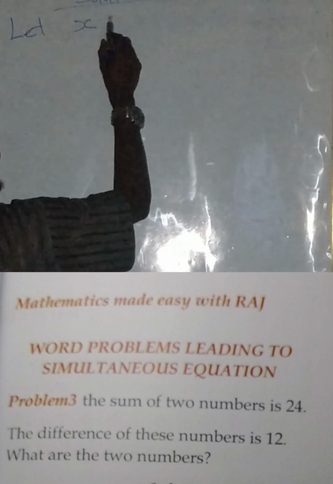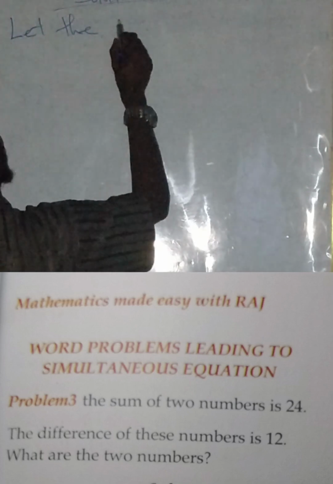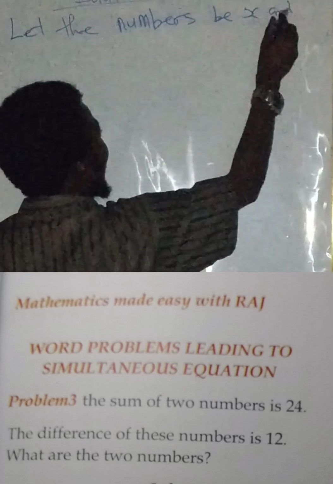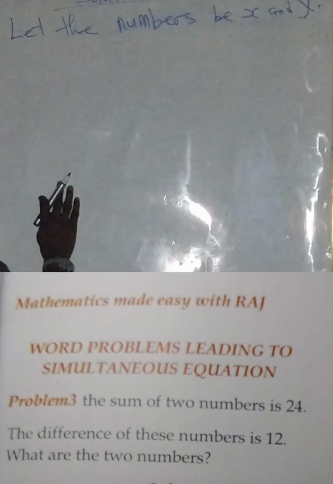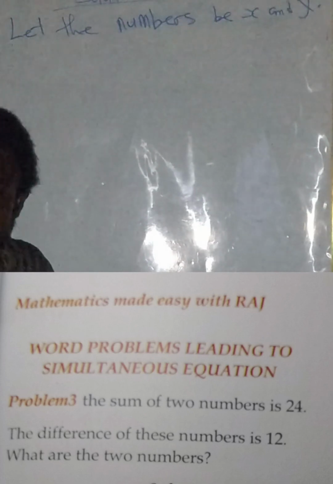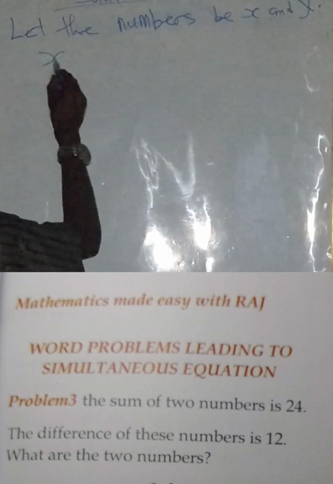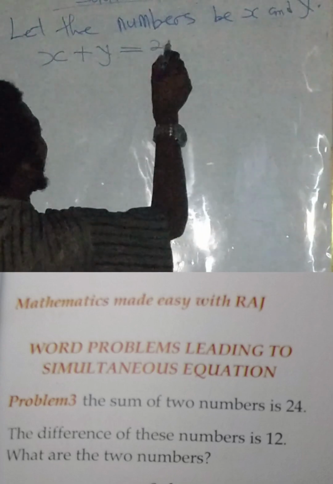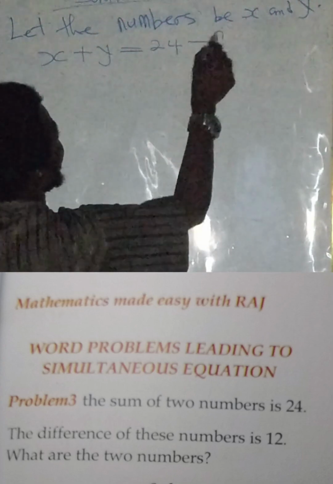Let x and y. Let the numbers be x and y. Yes, sir. Good. But what's happening now? The sum of these numbers, what's the value? That means x plus y is now equal to what? 24. 24, good. Call this equation 1.